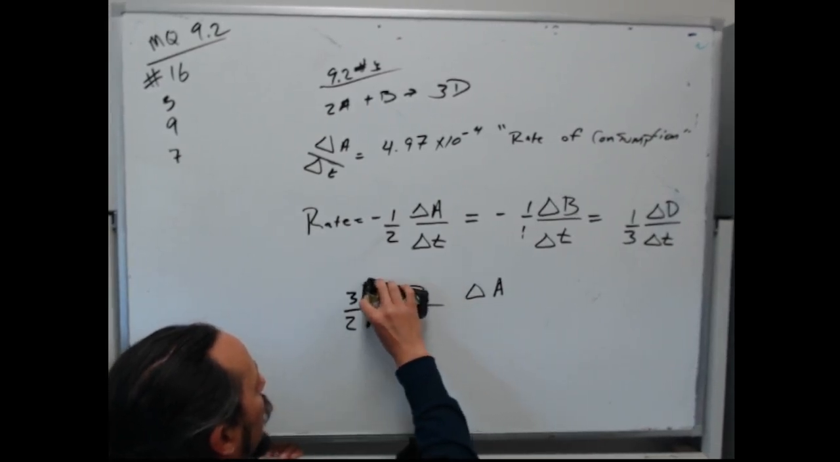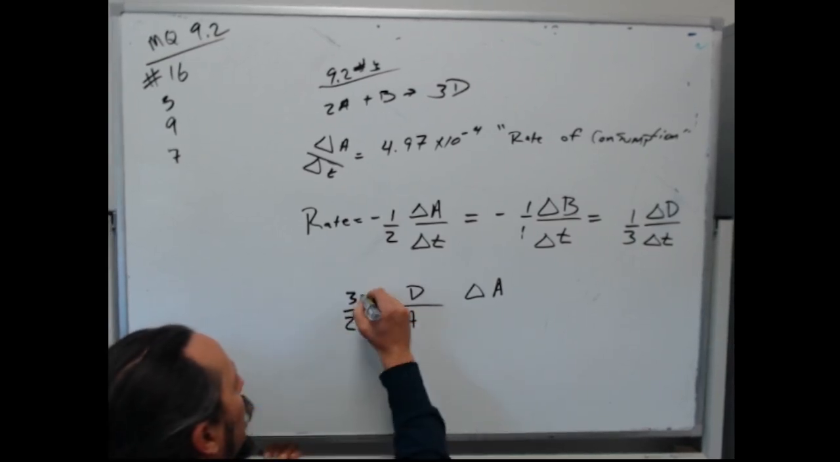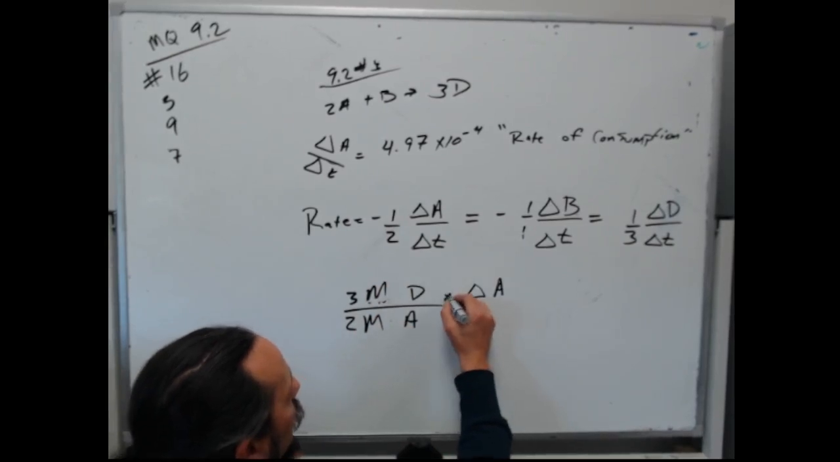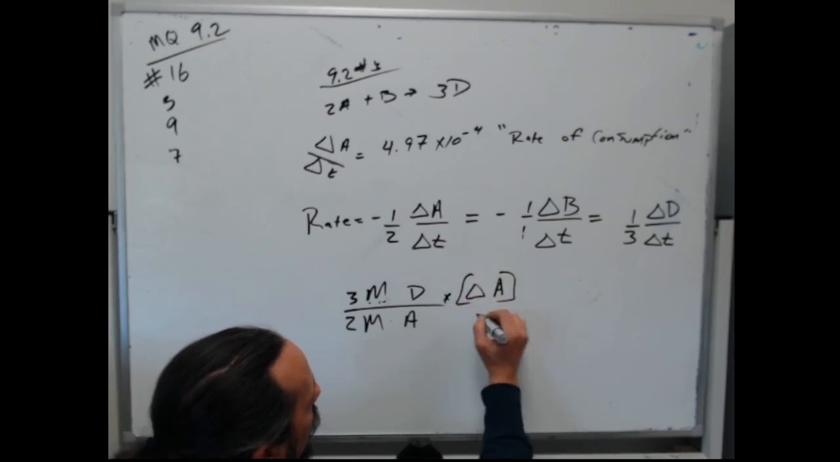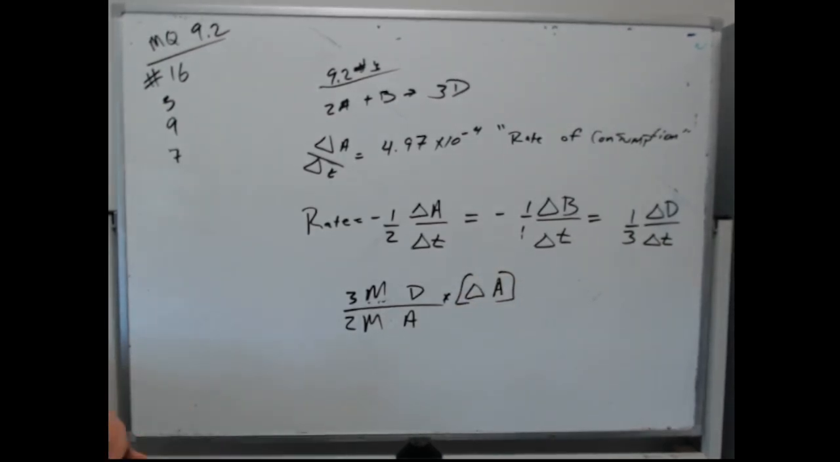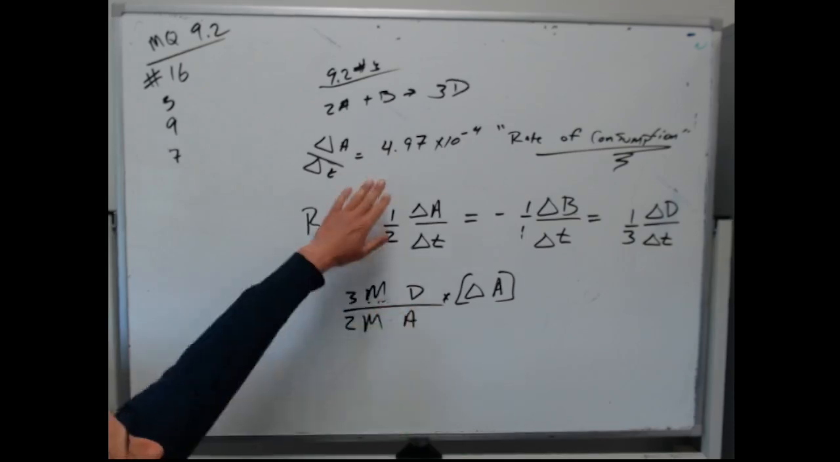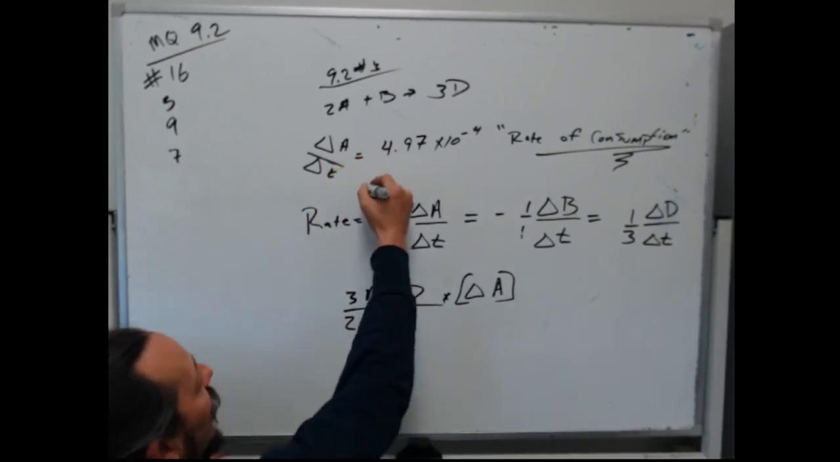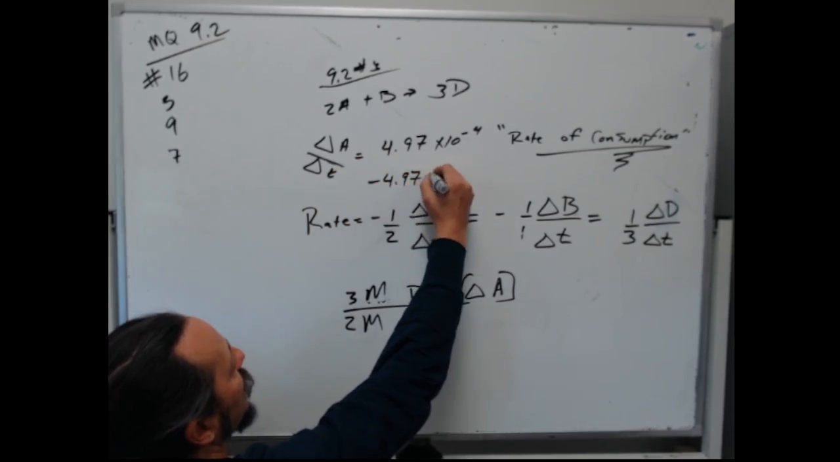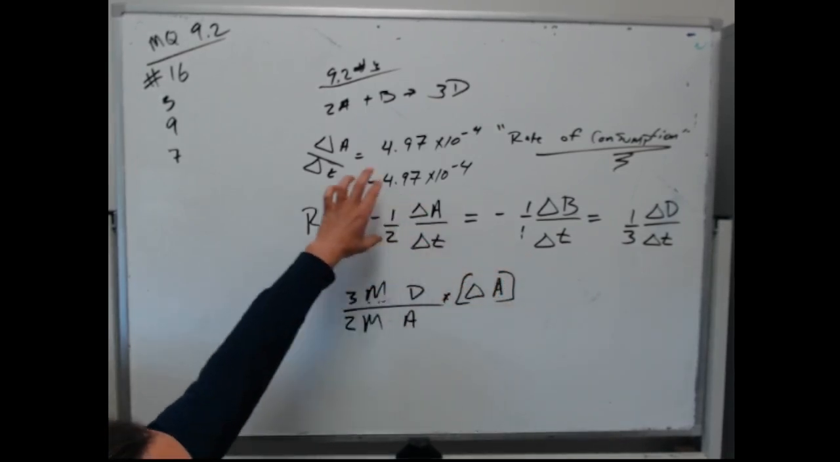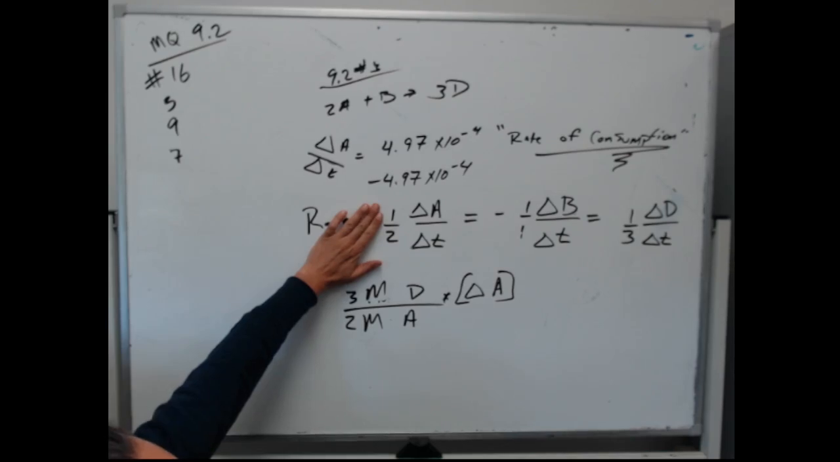How do you get rid of the negative though? Because it's like saying that delta D over delta T is equal to negative 3 over 2 delta A over delta T, right? Yes. Consumption is the negative, right? So this delta A over delta T is actually a negative 4.97 times 10 to the minus 4 if we think of it in terms of rate and not rate of consumption. And so that word consumption essentially erases that negative sign.